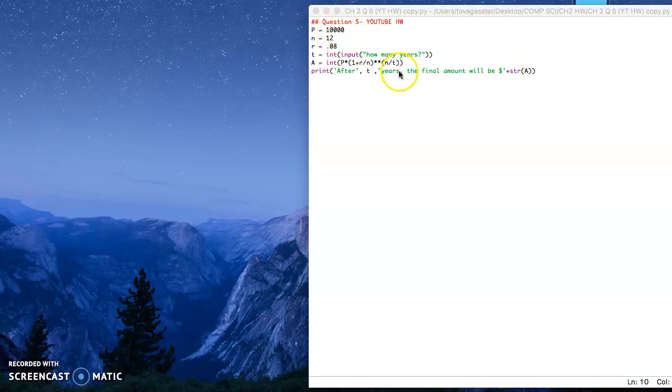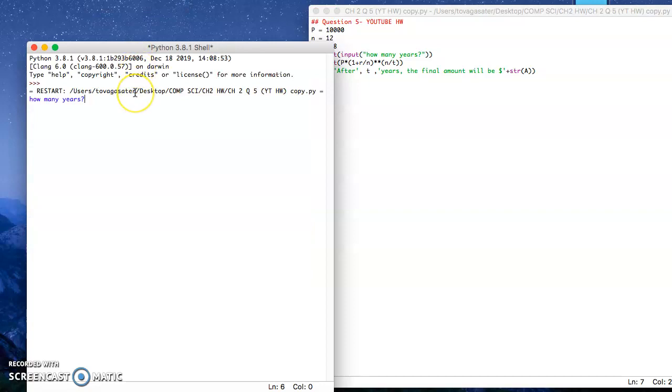And then when we run that, it prompts how many years. I can put in 7, and then it answers after 7 years the final amount will be $10,114. Thank you.